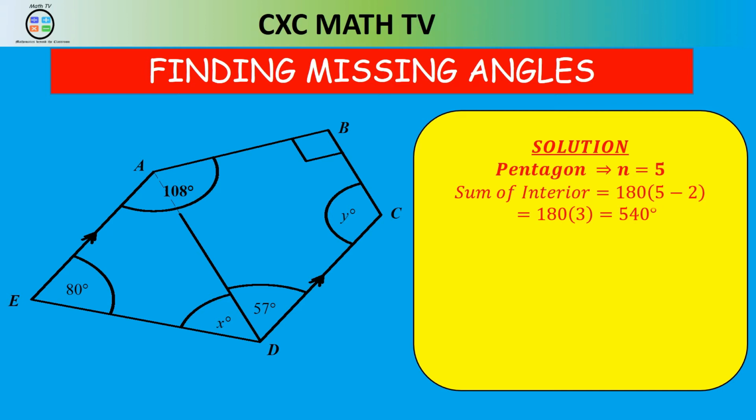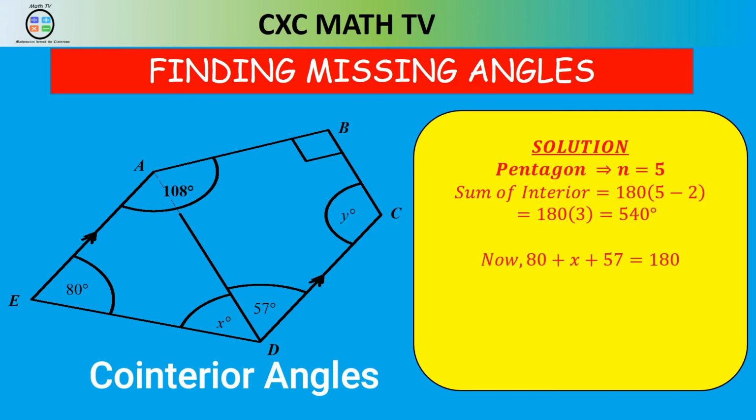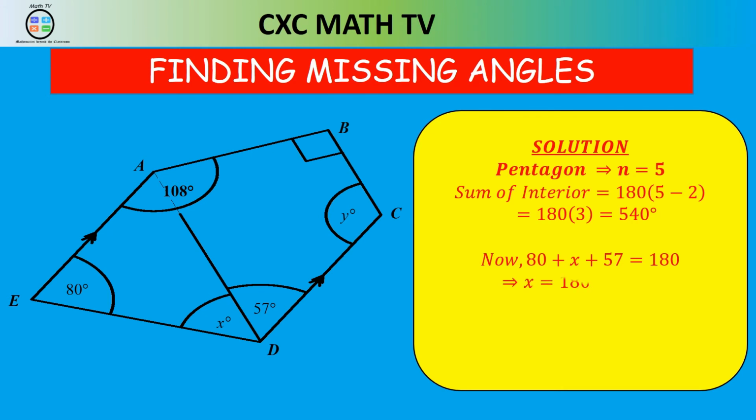We see that the line AE is parallel to DC, and we see that ED would be a transversal line. So what we do know then is that 80 plus x plus 57 would be equal to 180, because co-interior angles sum to 180. So when we transpose it, x is going to be 43 degrees.